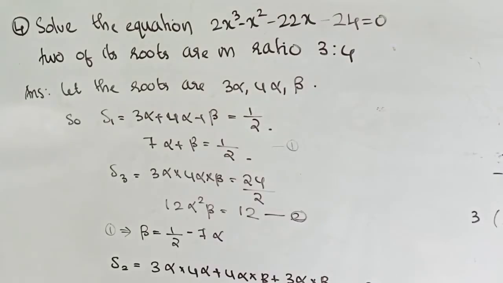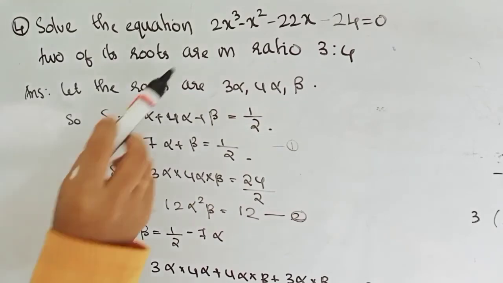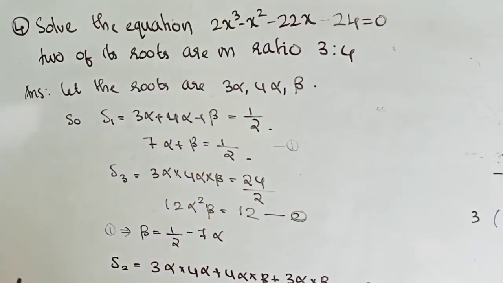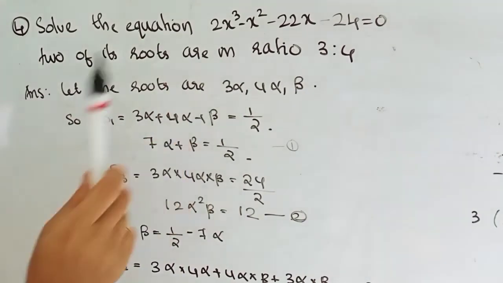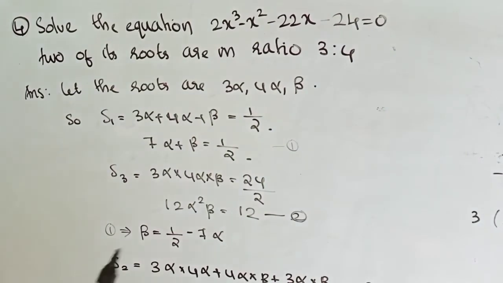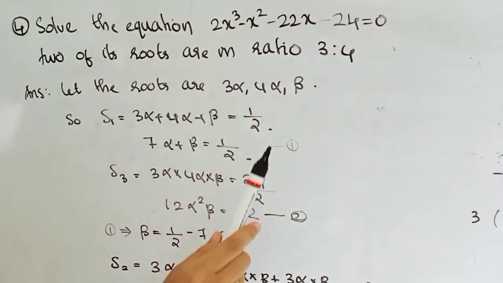Fourth question is, solve the equation 2x cube minus x square minus 22x minus 24 is equal to 0. Two of its roots are in the ratio 3:4. Okay, the equation is 2x cube minus x square minus 22x minus 24 equal to 0, and its roots are in ratio 3:4. So let the roots be 3 alpha, 4 alpha and beta.